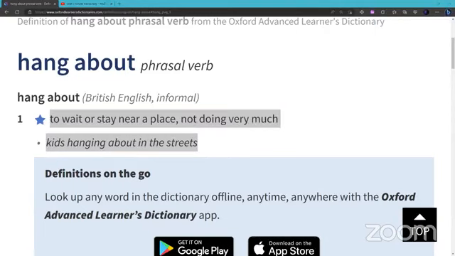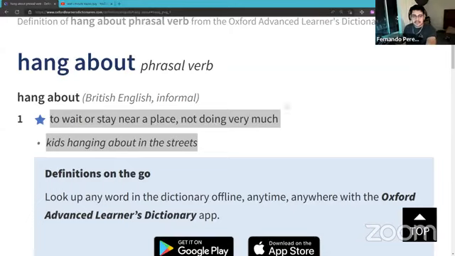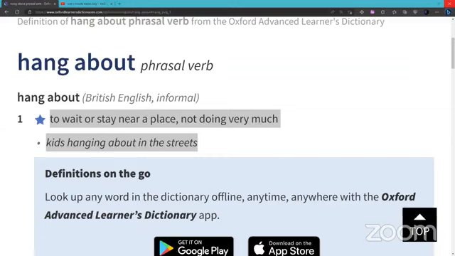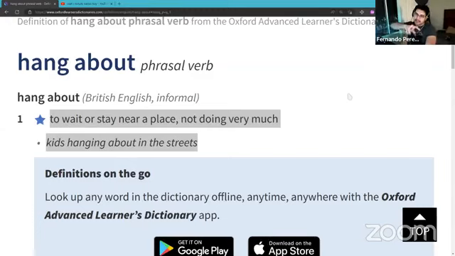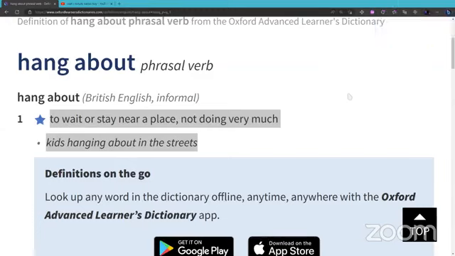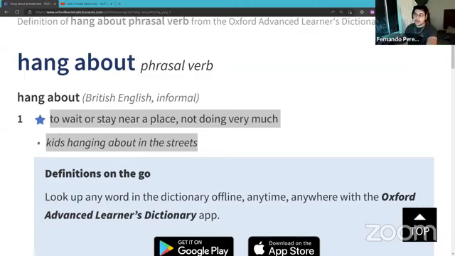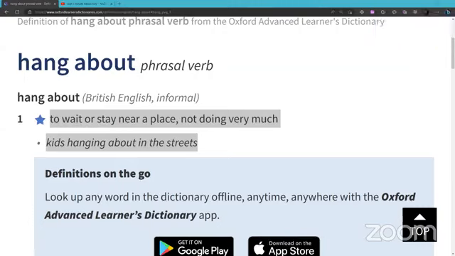Help me. Isaac. Yes, same. What do I have to do? The same thing we have been doing the whole class, to extract the part that I can use. Of course, but just first read the definition. Okay, sorry, because I can't hear very well, it's raining really heavy. "Hang about: to wait or stay near a place, not doing very much."